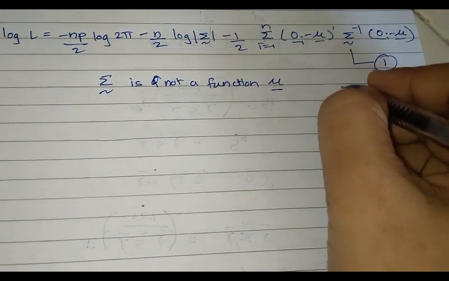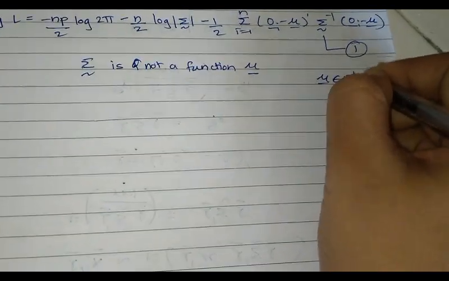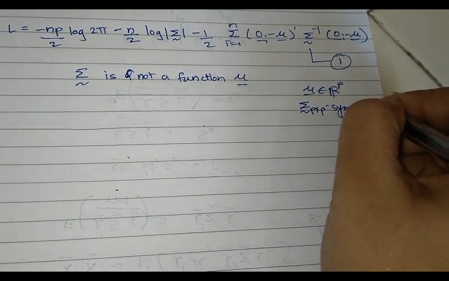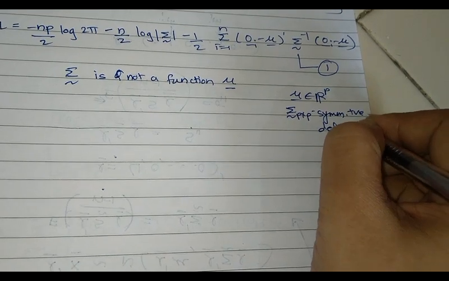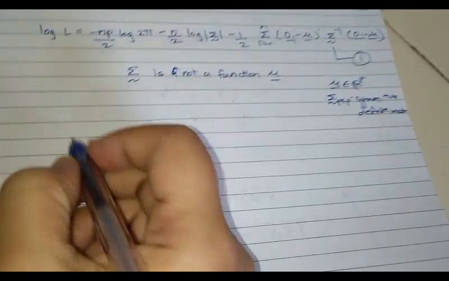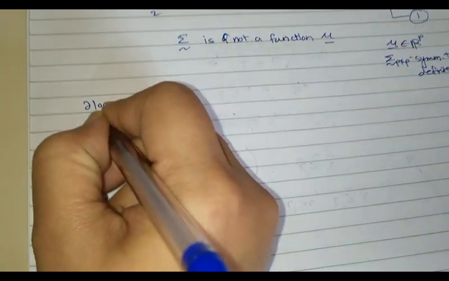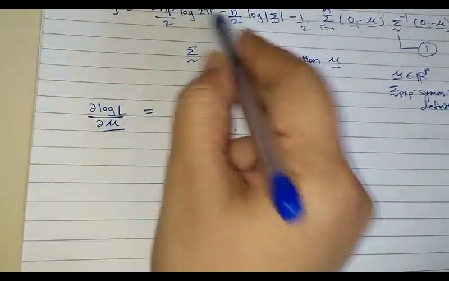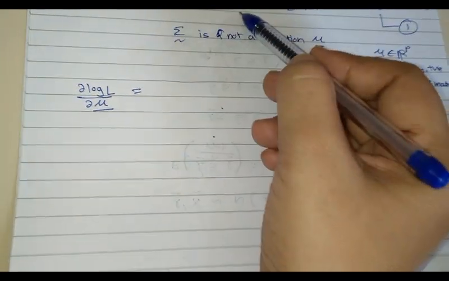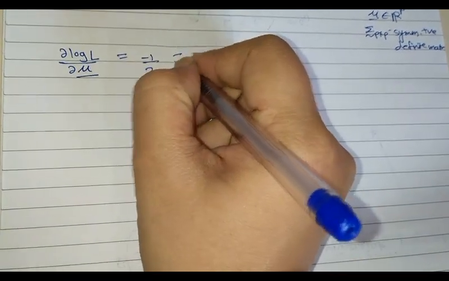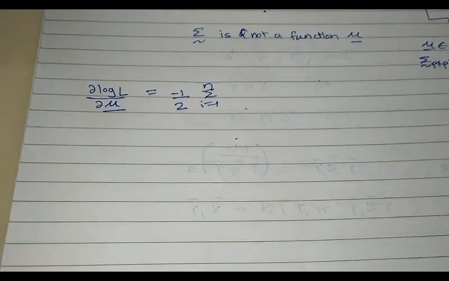So of course we should somewhere mention that mu is anywhere in R^p and sigma, p cross p, is a symmetric positive definite matrix. Okay, so if I differentiate with respect to mu, what do I get? d log L by d mu. My first term is free from mu, so nothing. This term is also free from mu, so nothing from here. So from here I would get minus half as it is, summation i going from 1 to n, and now inside the sum I need to differentiate with respect to mu.